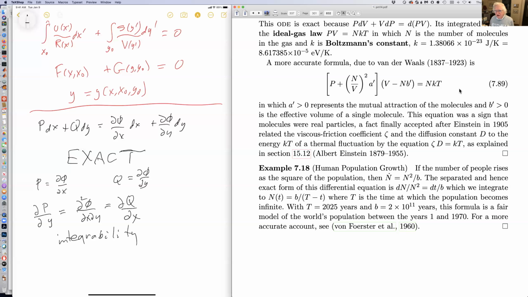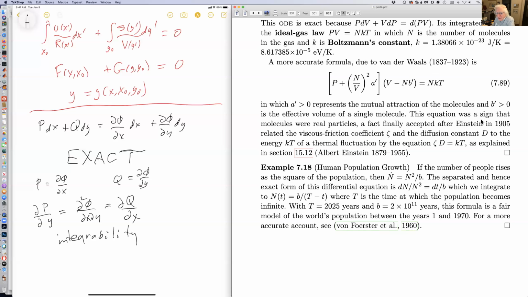This equation by Van der Waals, which he probably produced in the year, I don't know, 1857 or 58 or so, 1860 maybe. It was a sign that molecules were real particles.